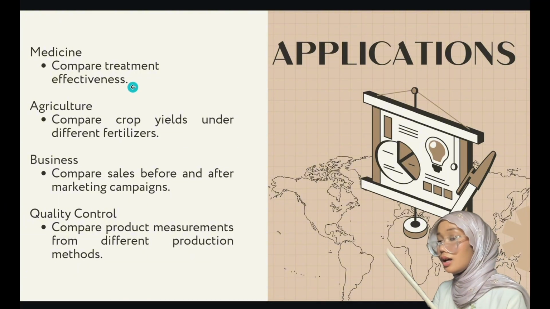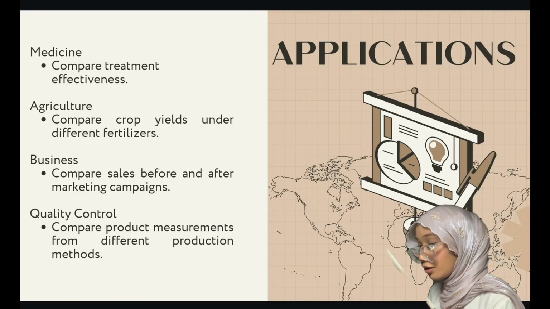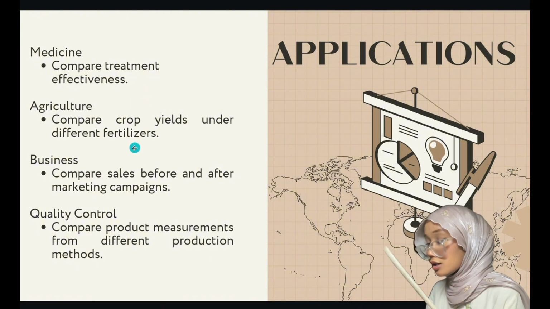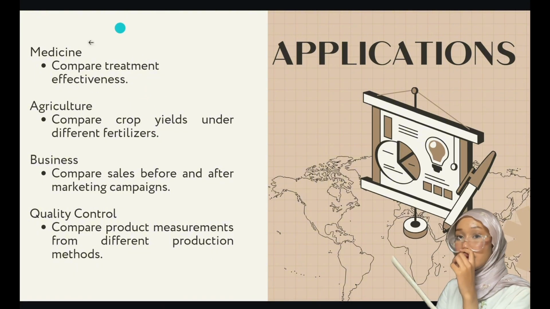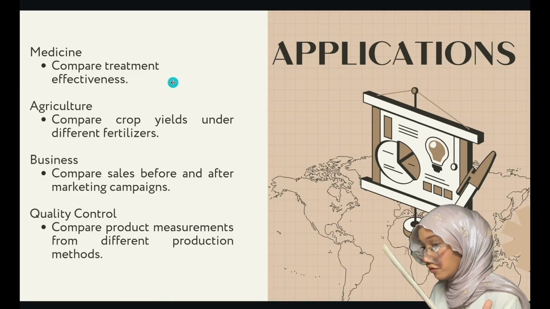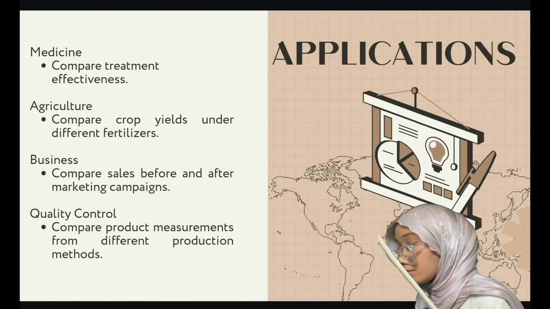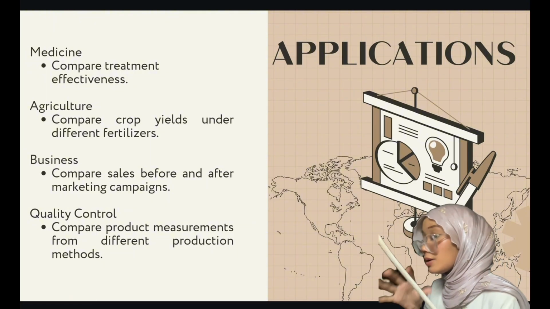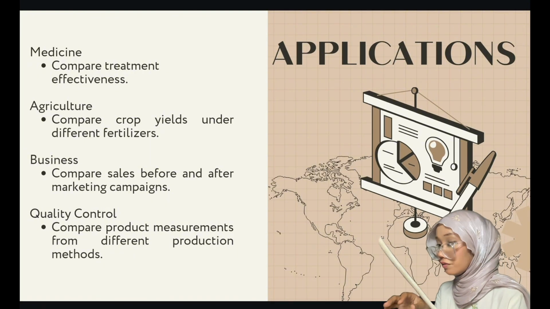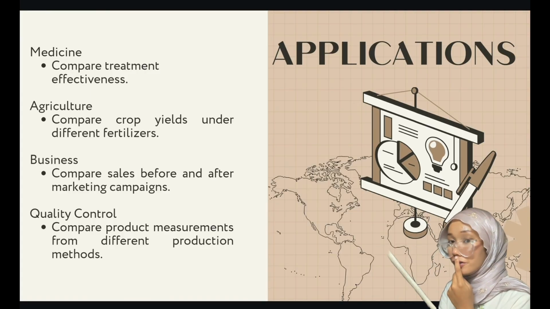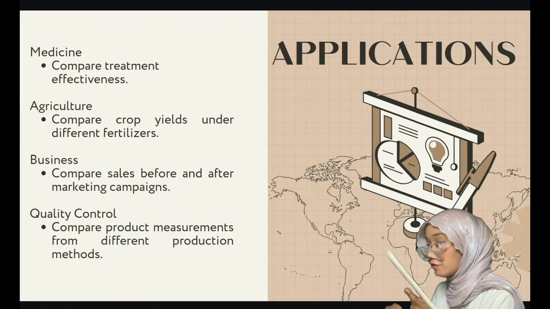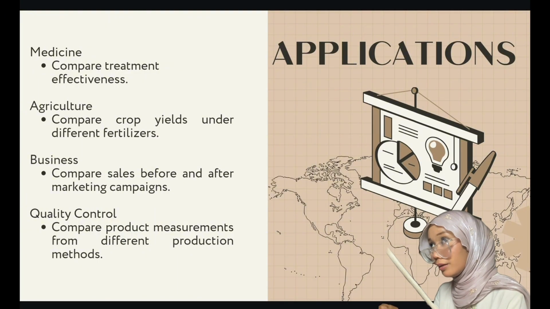Now, the application of the t-test. The t-test is one of the most widely used statistical methods because it helps researchers compare the average outcomes of different groups. In medicine, we can compare treatment effectiveness, for example medications and medical procedures. Other than that, we also have agriculture. T-tests can be used to compare crop yields produced under different fertilizers, irrigation systems, and farming practices.